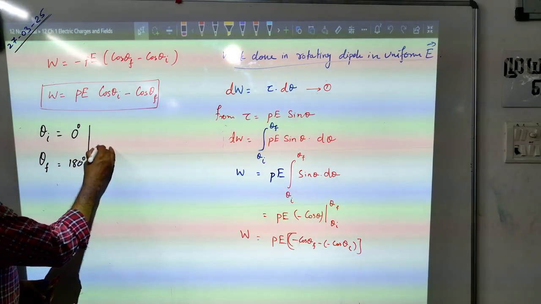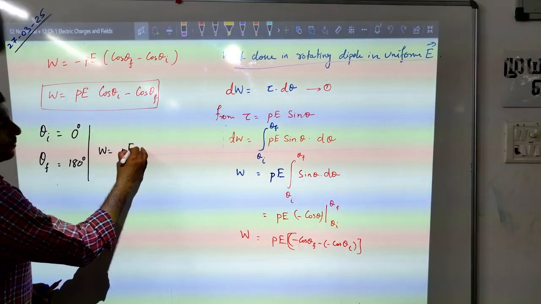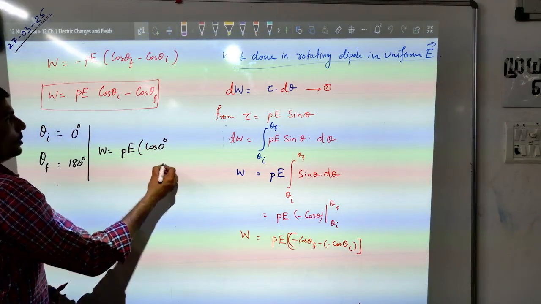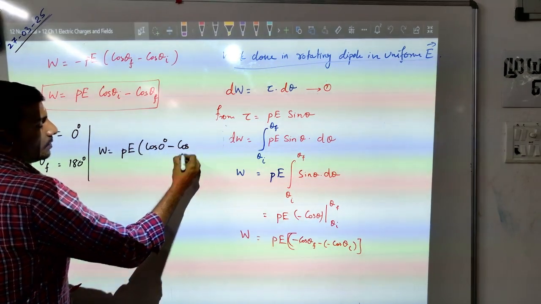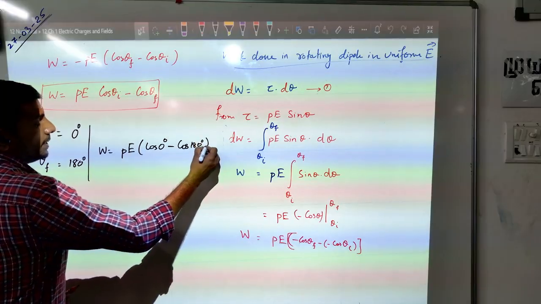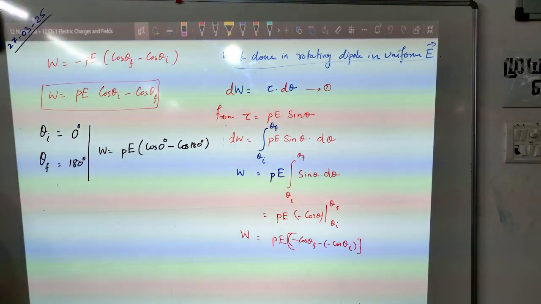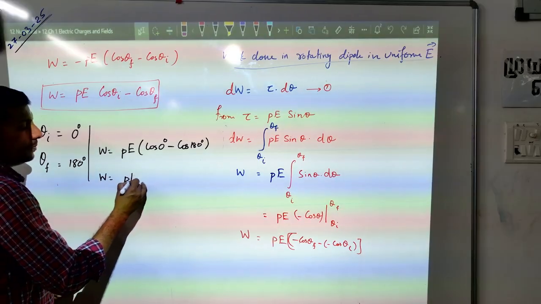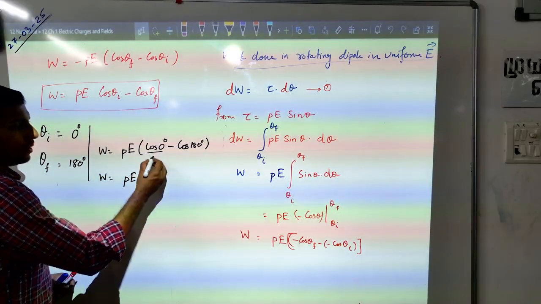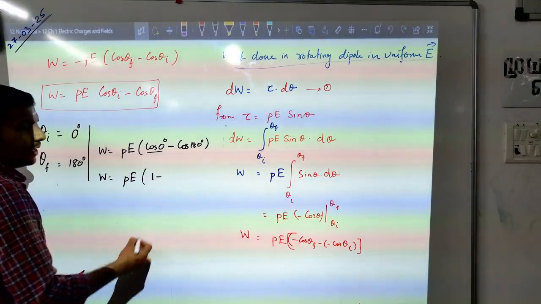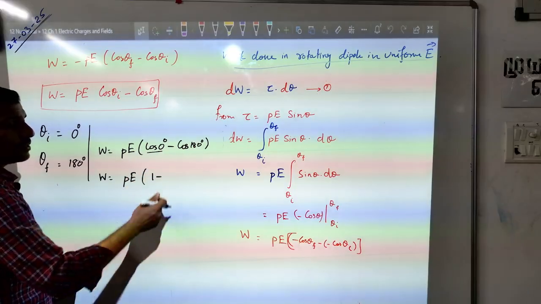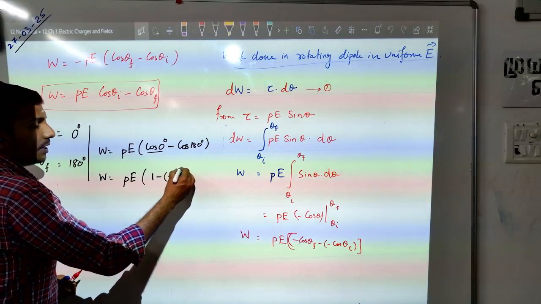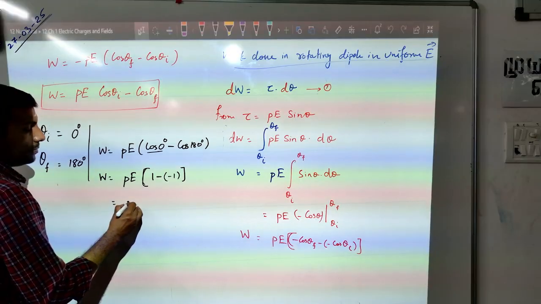So the work done is equal to P into E into cos of 0 degree minus cos of 180 degree. Okay. So how much does it become? W is equal to PE into cos 0, which is 1, minus cos of 180 degree, which is minus 1. So 2 times PE.